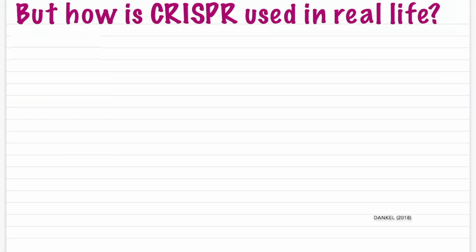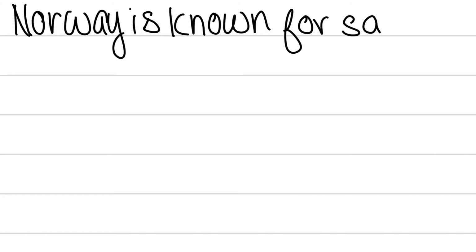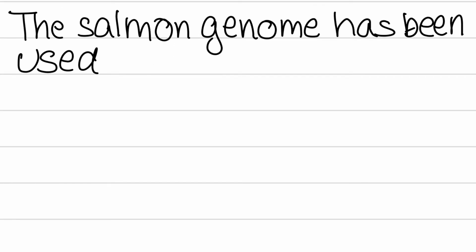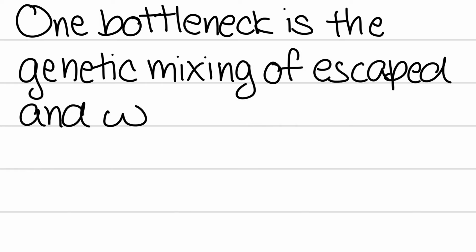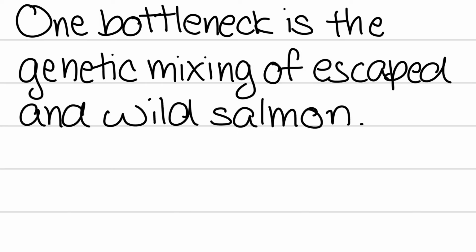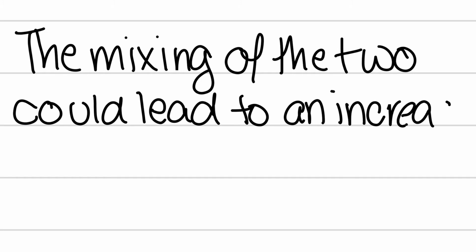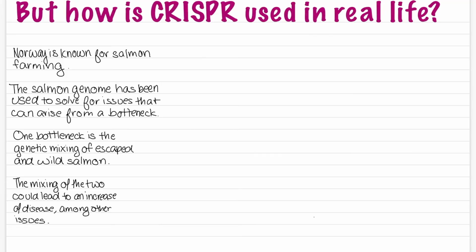Here is an example of a real-life application of the CRISPR technique. As many know, Norway is known for its salmon farming, and the salmon genome has been used to discover methods to solve for issues such as bottlenecks, which could both negatively impact the salmon industry and the natural ecology. One example of a bottleneck that the industry would like to avoid is the genetic mixing of escaped farmed salmon with salmon found in wild populations. The genetic integration of farmed salmon with the wild, native salmon population could cause undesired effects such as disease outbreak and nutrient overflowing to the sea, among other issues.